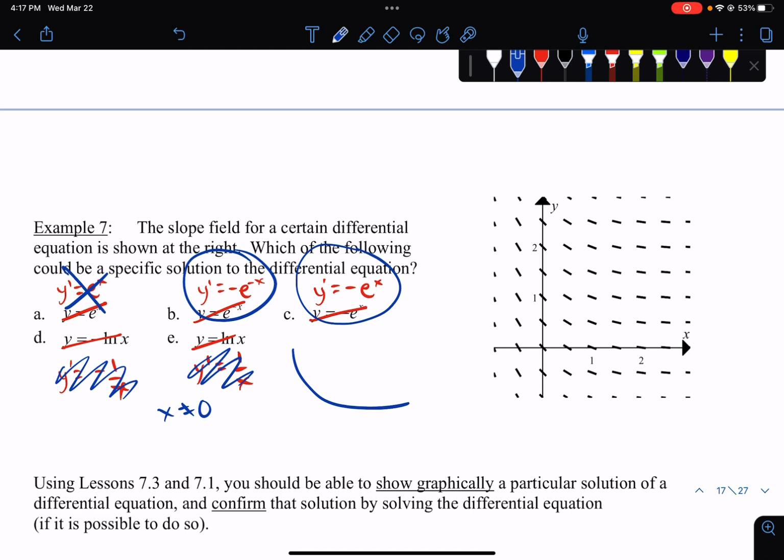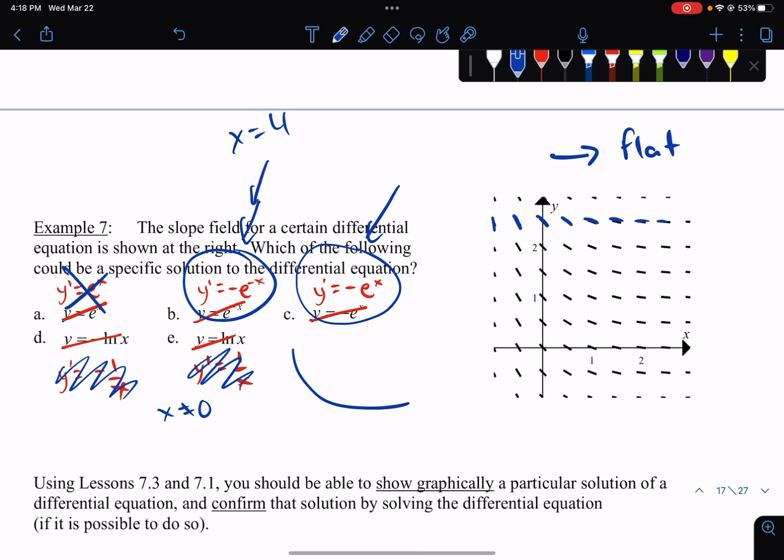One thing that I notice is as my function moves to the right, look at what my slopes do. My slopes are really steep on the left-hand side, but as I move to the right, my slopes get flat. So one of these functions is going to get flatter as it moves to the right, as my numbers get big. Let's pick something, like x equals 4, and see which one of these functions gives me a flatter slope.